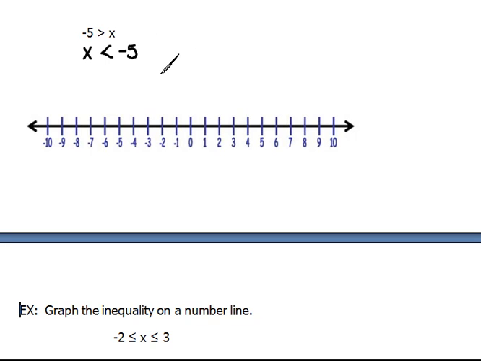Now, we have to have a starting point, and that's going to be at -5. Because it is just a less than, that means the -5 is not included, and we would use an open circle. All of the values that are smaller than -5 would be to the left of that on a number line, so we would shade to the left.